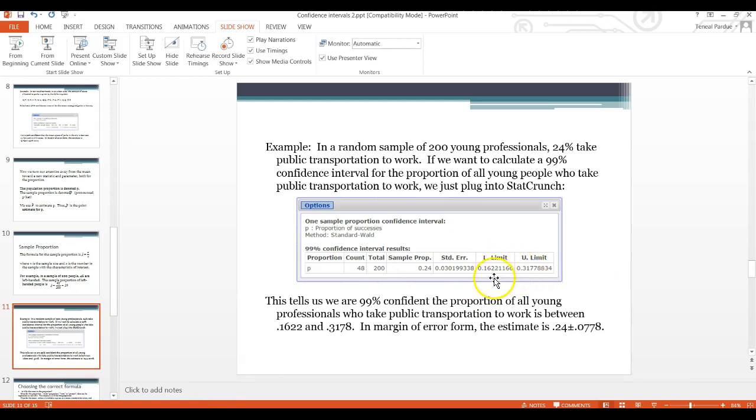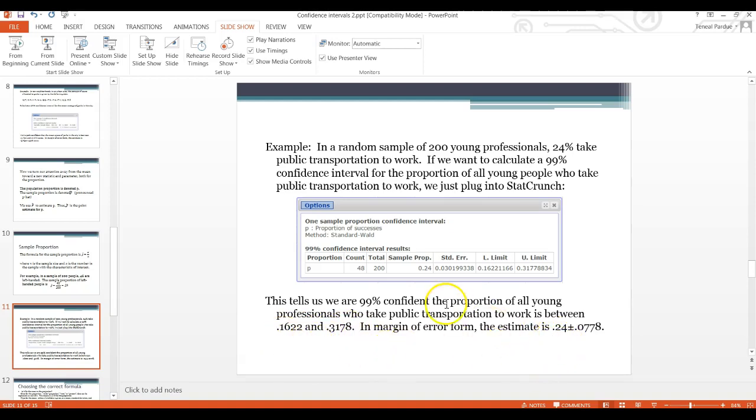So this is our confidence interval, lower limit and upper limit. So we're 99% confident the proportion of all young professionals who take public transportation to work is between 16.22% and 31.78%. It's fine with me whether you want to leave it as a decimal or convert it to percents. Just please leave it at 4 decimal places like this.